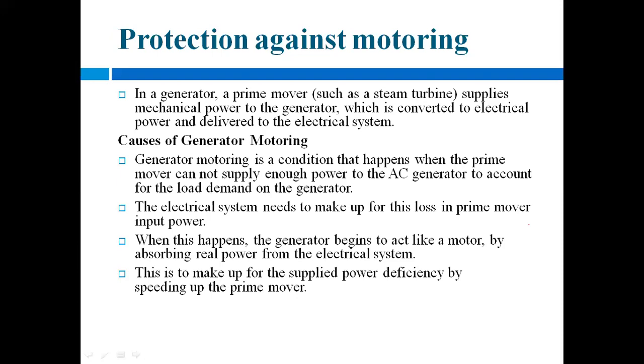So the causes of generator motoring: why does this mode actually come? This generator motoring is a condition that happens when the prime mover cannot supply enough power to the generator to account for the load demand on the generator. So what happens is the prime mover is not supplying the required power.